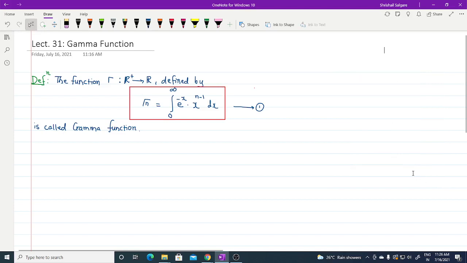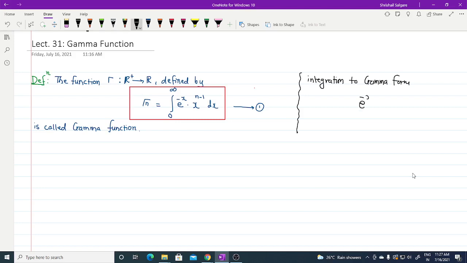One is e raised to minus x, and the other one is x raised to n minus 1. And remember, whenever you are reducing a particular improper integral to gamma form, or to the gamma definition, our focus should be to obtain the term e raised to minus x.